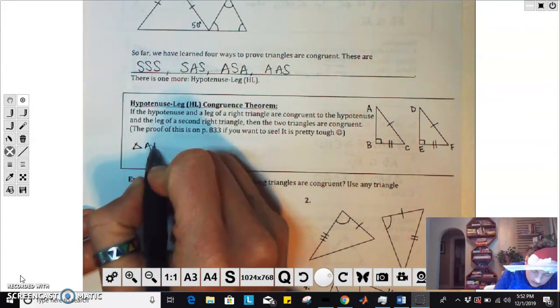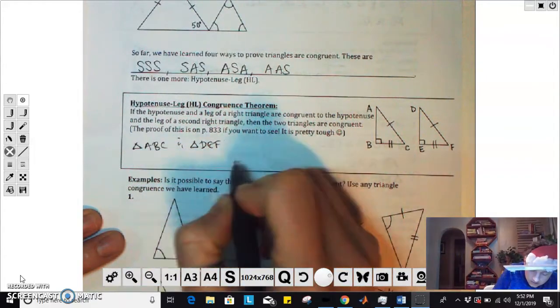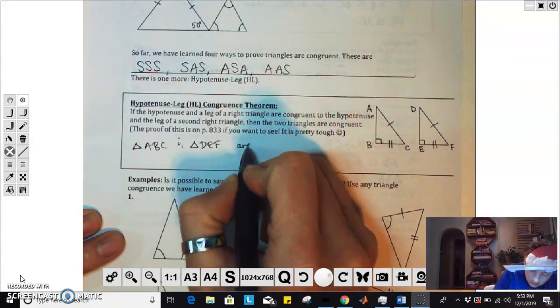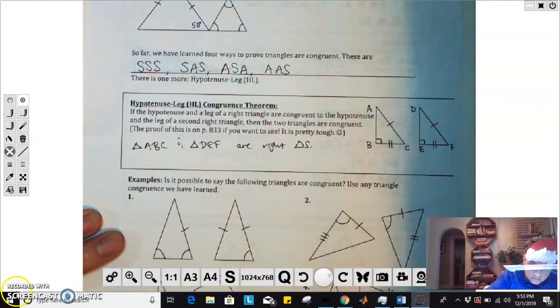Triangle ABC and triangle DEF are right triangles.